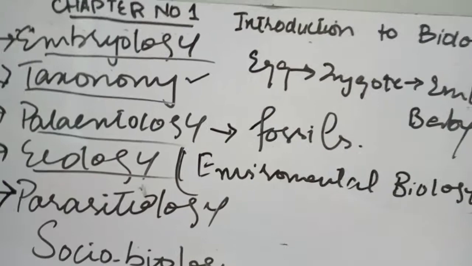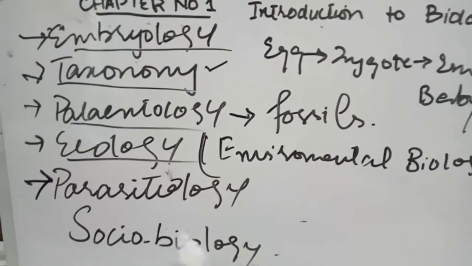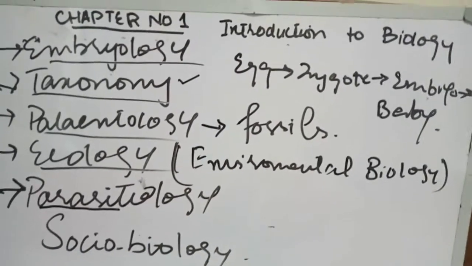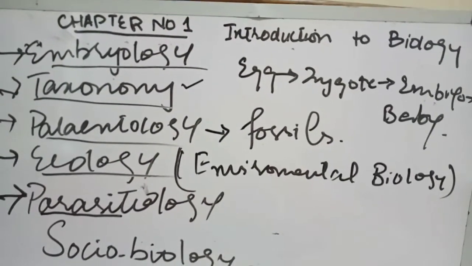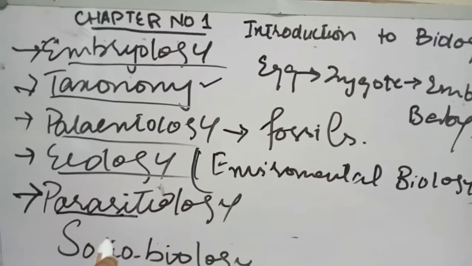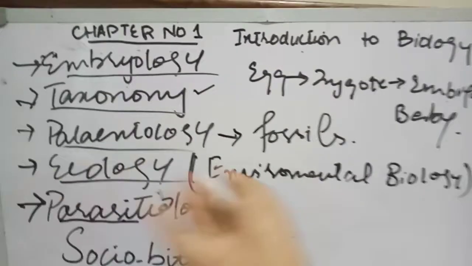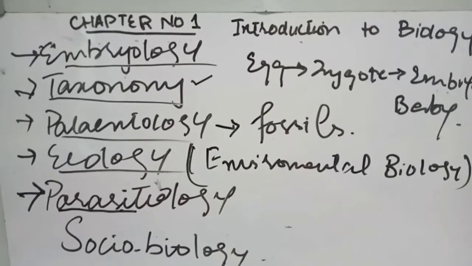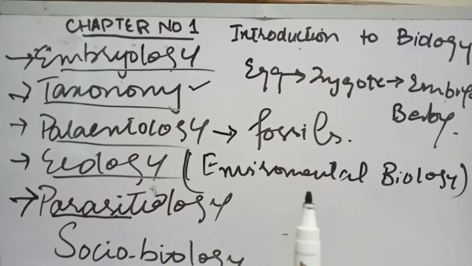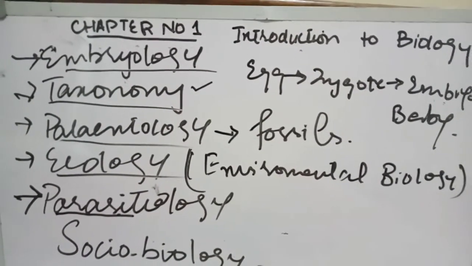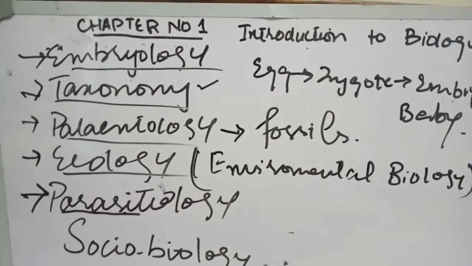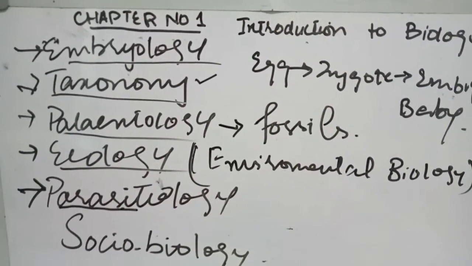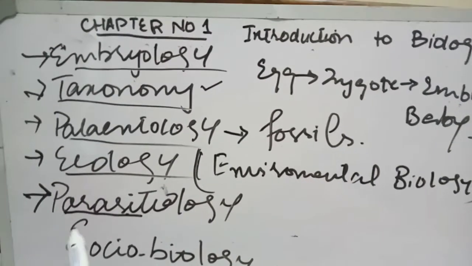parasitology. What are parasites? Firstly, we will discuss parasites. Parasites are the organisms that take food and shelter from living organisms or their host organisms, and in return harm them. Consider a mosquito as a parasite. It comes, takes food from you, and in return harms you. It is known as a parasite.